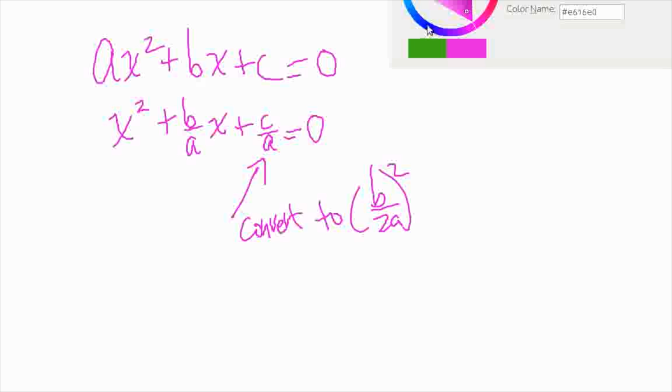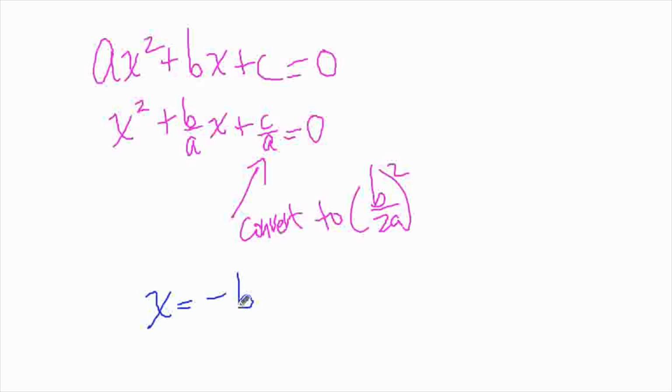Okay, so you can finish that yourself if you're curious. It's not that hard to do. But if you did, you would get the following pattern. x is negative b plus or minus the square root of b squared minus 4ac, all over 2a.